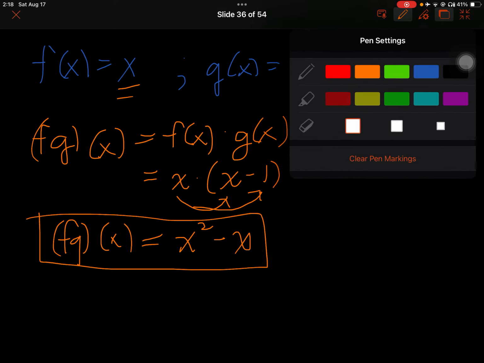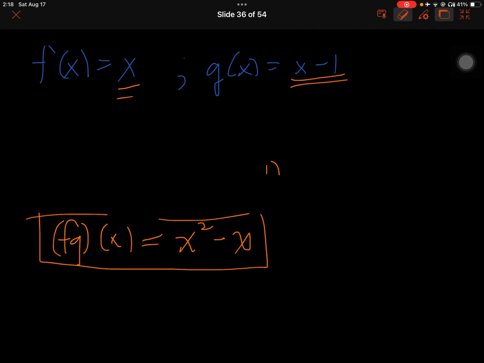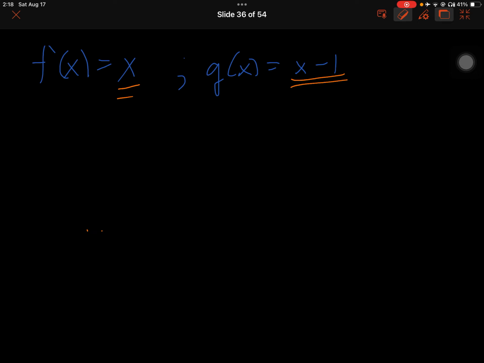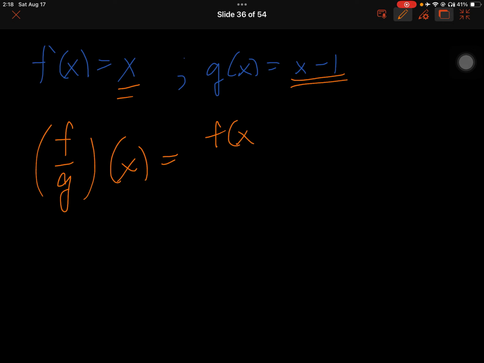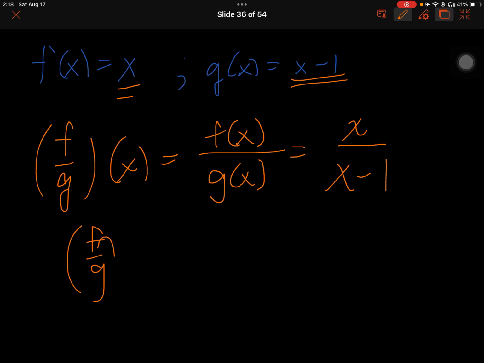And lastly, let's find the quotient or the division. Let's perform the division on these functions. So let's say we have to find the f over g of x. For this one, let's separate them again. So this is f of x over g of x, which is equal to, substitute, x over x minus 1. So the final answer here is that f over g of x is equal to x over x minus 1.